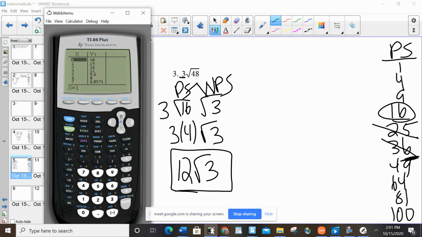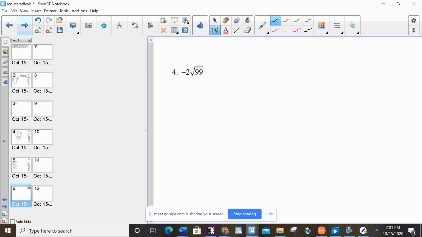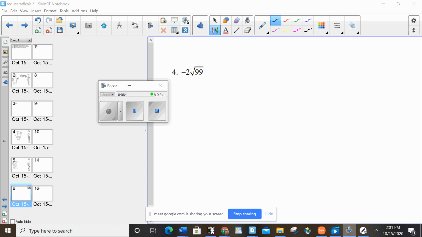48 is not on the list. 24 is not on the list. 16 is. So you can use this calculator trick to help you. I wouldn't say as honor students you need it, but it may help you. And if it helps you, then go for it. Use it. Number 4. If you didn't have a chance to do number 4 already, I'll pause.